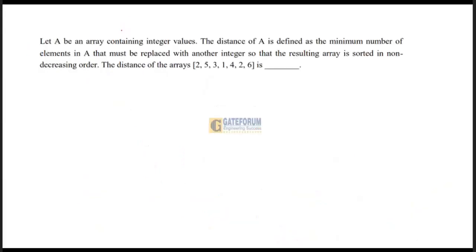This question is asked from arrays and it is a 1 mark question. Question is, let A be an array containing integer values. The distance of A is defined as the minimum number of elements in A that must be replaced with another integer so that the resulting array is sorted in non-descending order. The distance of the array 2, 5, 3, 1, 4, 2, 6 is. So it is a 1 mark question asked in NAT format, that is numerical answer type, and very easy, right?